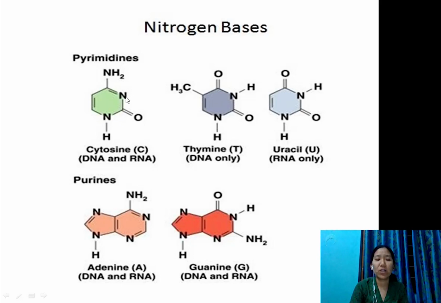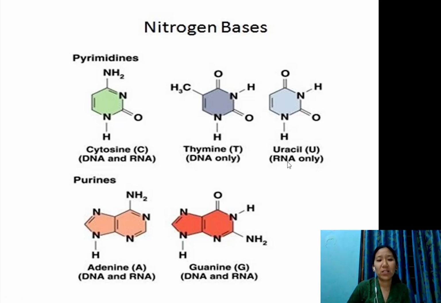It is nitrogen rich. There are lots of nitrogen here in the ring structure. Now, pyrimidines are of three types, that is cytosine, thymine, and uracil. Purines are of two types, adenine and guanine. And cytosine, adenine, and guanine are found in both RNA and DNA, whereas thymine is present only in DNA and uracil is present only in RNA.